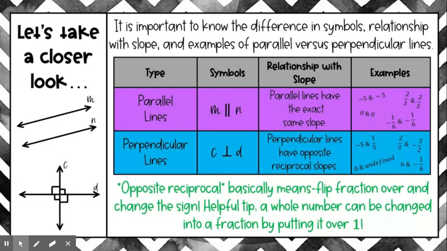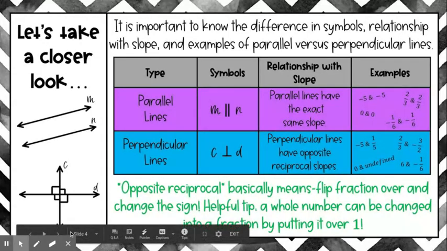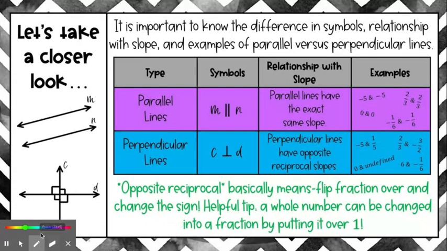I know these are words that sound complicated, but it's super simple to look at. An opposite reciprocal basically means that you flip the fraction over and change the sign. So a helpful tip is that a whole number can be changed into a fraction by putting it over 1. So here we go. We have 5, -5. You can change that to 5/1.